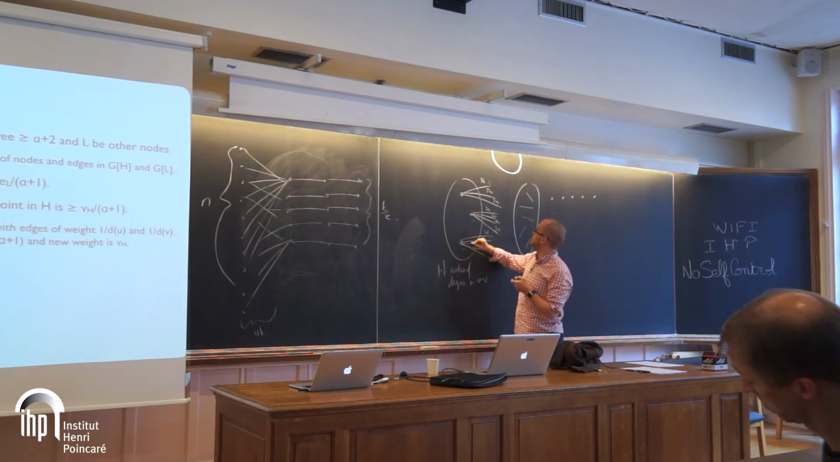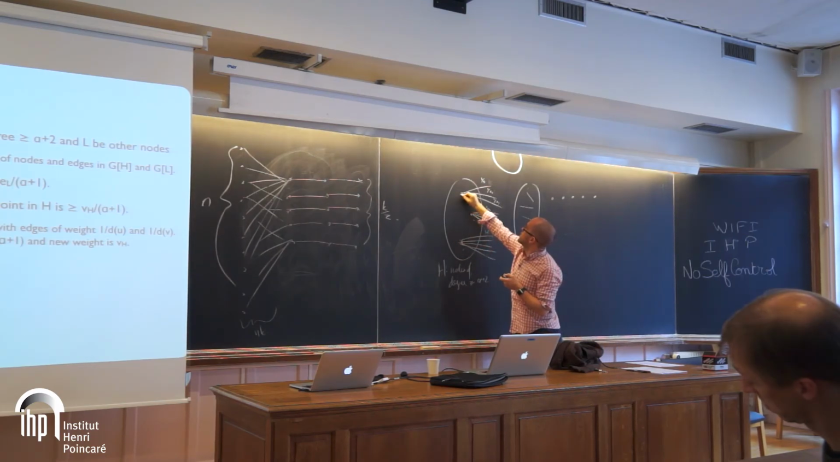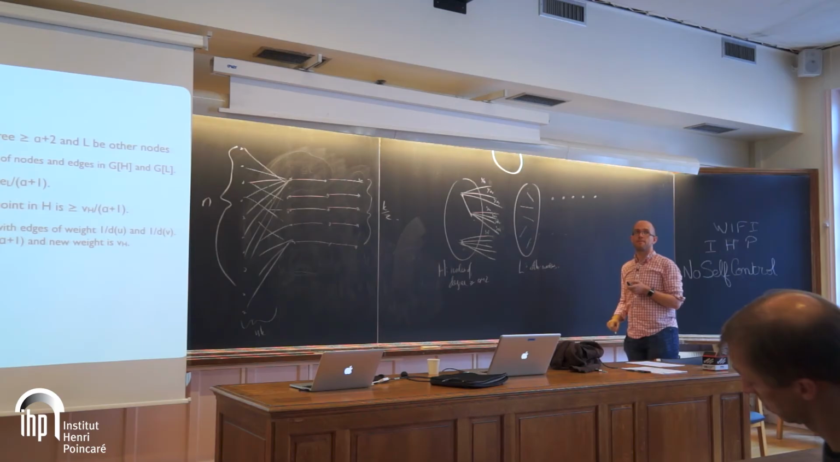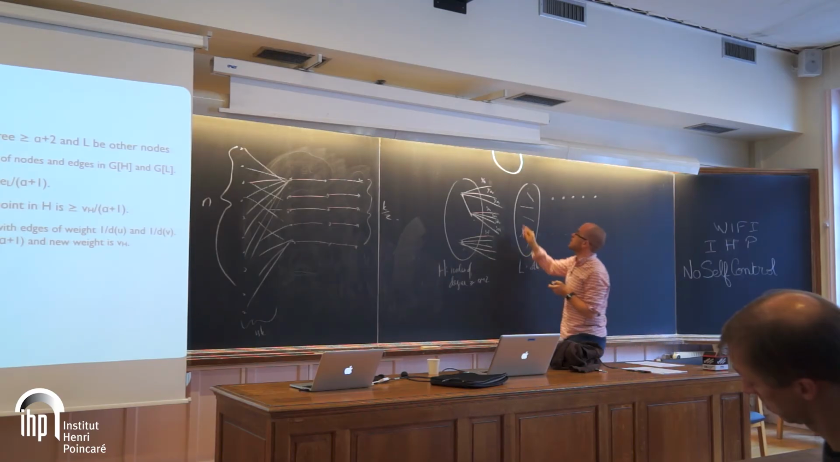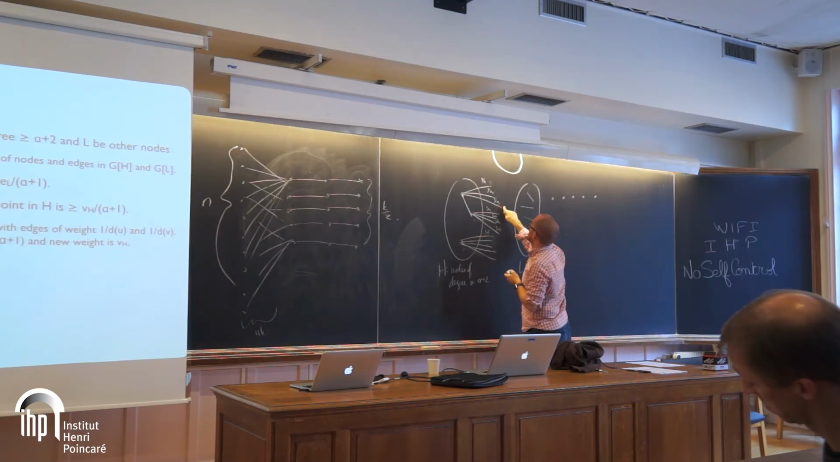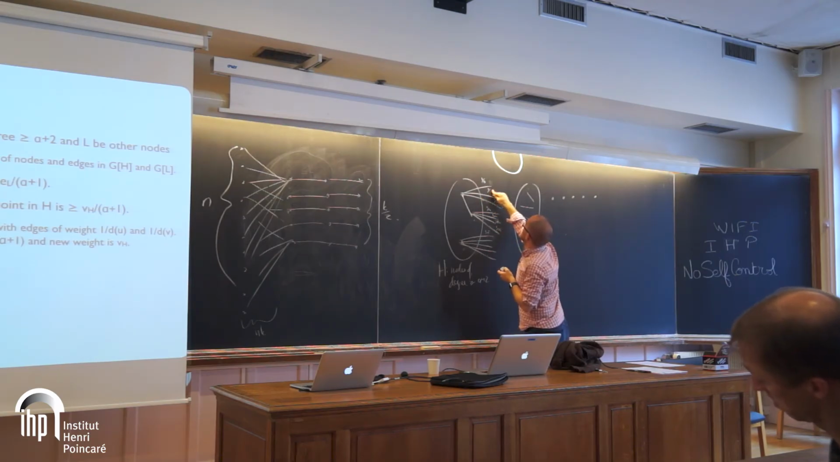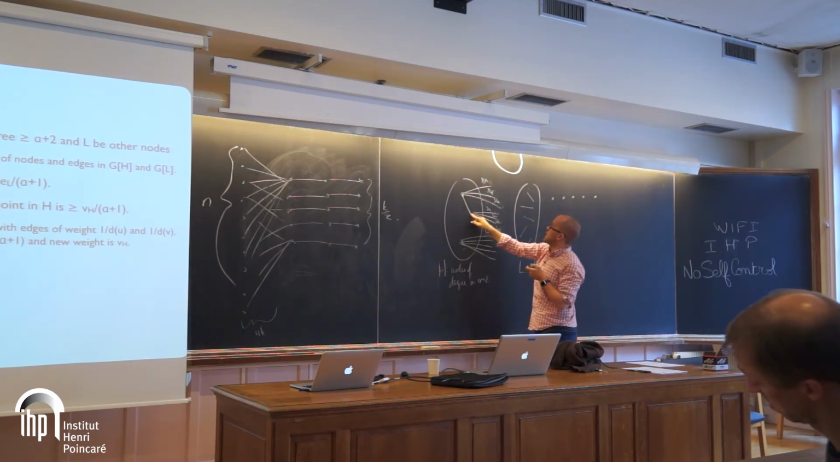If you sum up the weights of all these edges, you get 1. Sum of all these edges, you get 1. Sum of all these edges, you get weight 1. So if you sum up all these edges, you just get back the number of nodes here, VH. OK, but of course, there could be edges of this form. The way you deal with those is as follows.